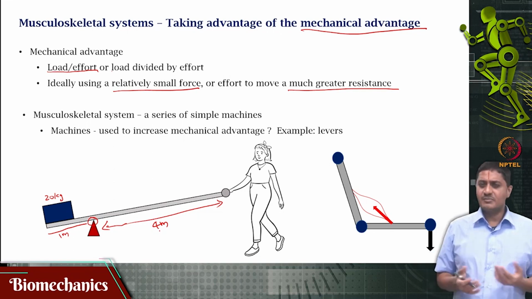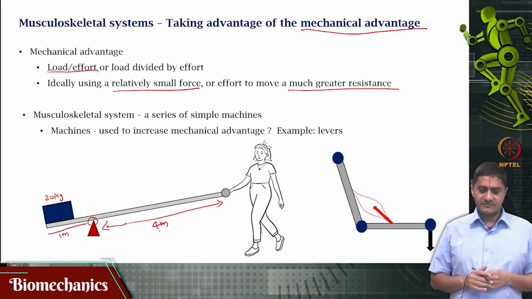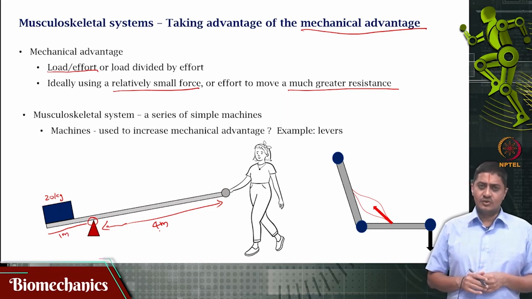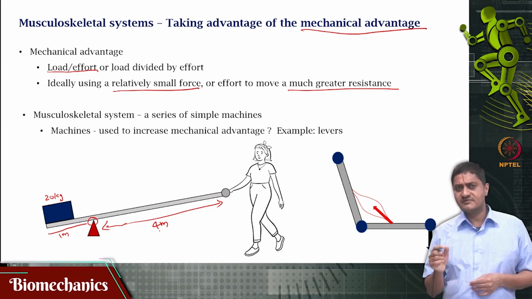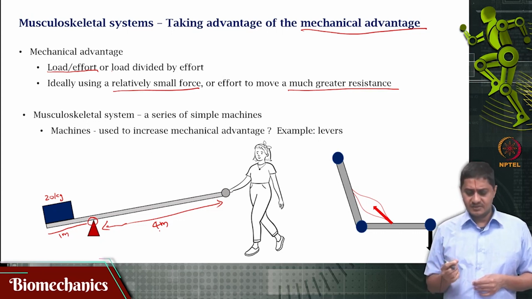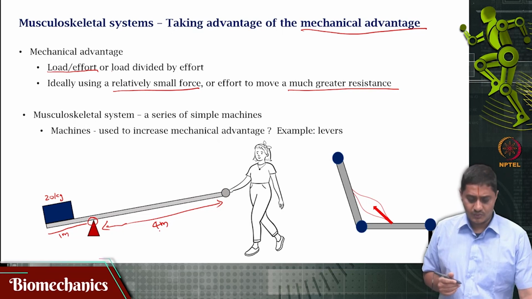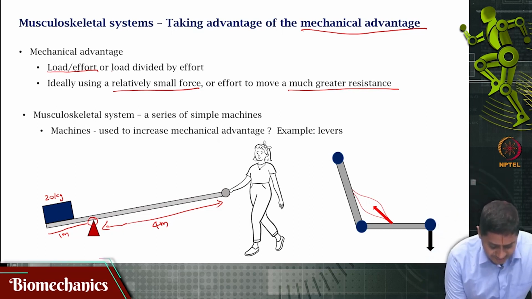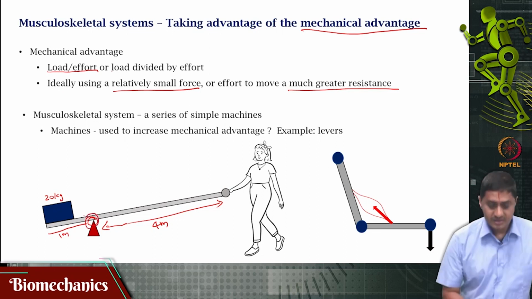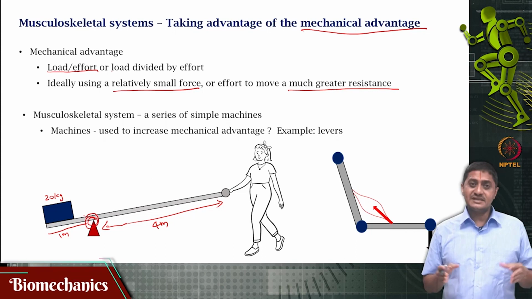Let us say about 200 newtons will be the force that will be produced due to this mass. But will the force required by this lady be 200 newtons? The answer is no. It will be much lesser. Why is that? Because in this case the rotation is happening closer to the load. The lady is having a much greater moment arm.